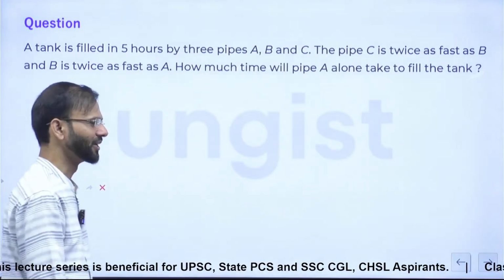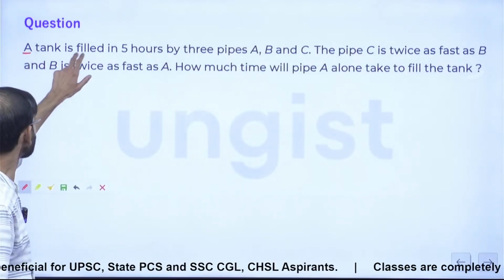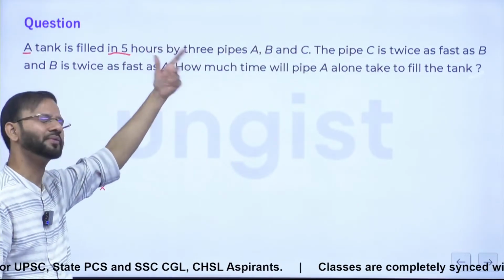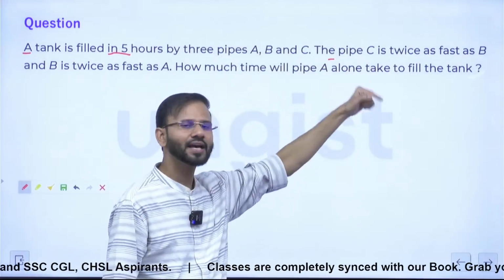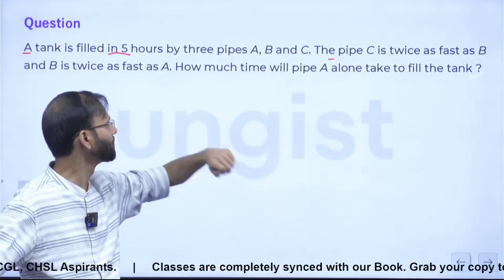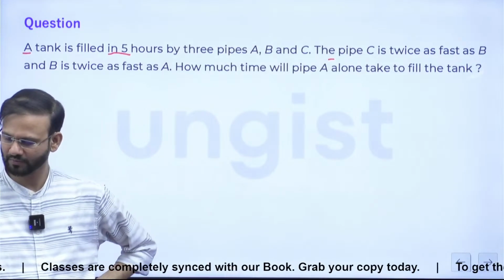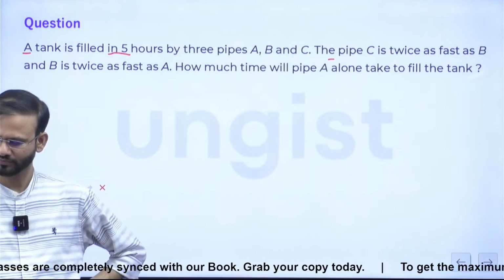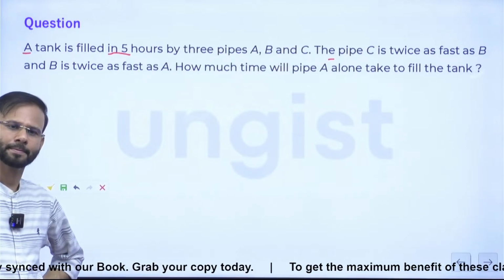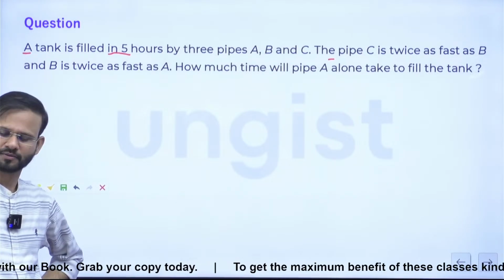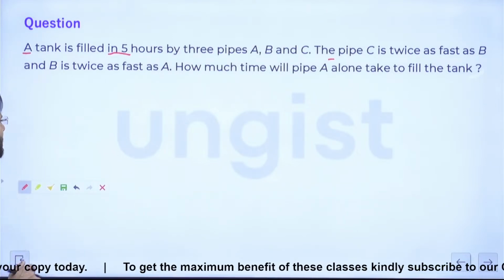See guys, let me tell you. The question is saying a tank is filled in 5 hours by 3 pipes A, B, C. C is twice as fast as B and B is twice as fast as A. Right? Correct?